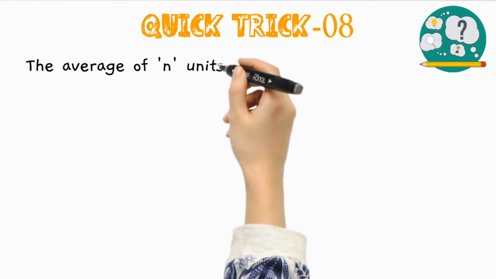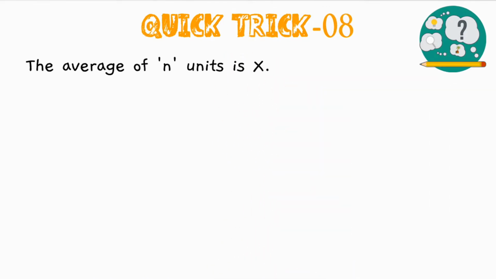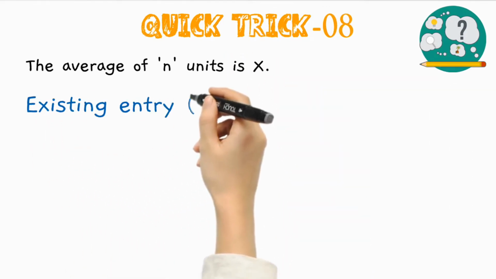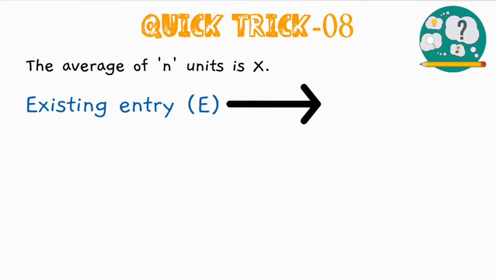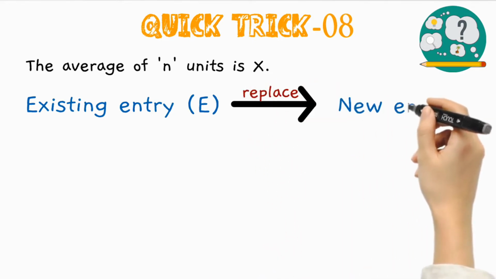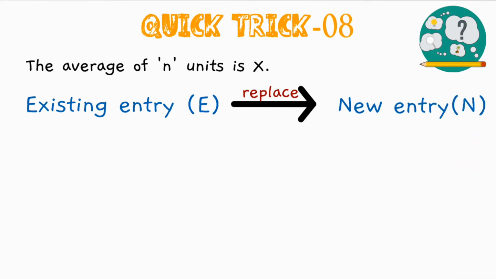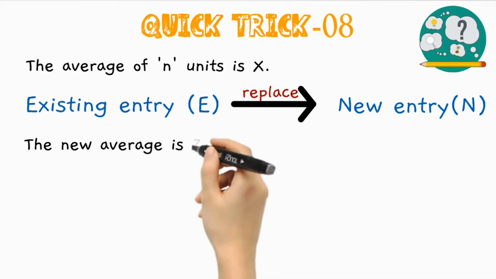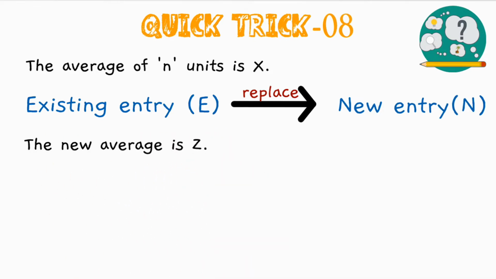Next, quick trick 8. Consider a group of n elements whose average is x. From that group of n elements, replace one existing entry e with another new entry n. That is, simply replace one number with another number from a group of n numbers. Due to this, the average value changes, and consider the new average as z.